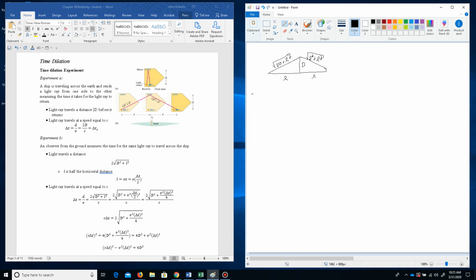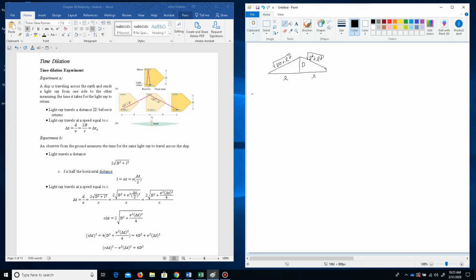This observer is going to see it do this, if he's able to see the light. If you're in the ship, you're going to see it do this, and even though you're moving and everything's moving, this is what you'll see if you're in the ship. This is what you'll see if you're outside the ship, and you're able to see into the ship.